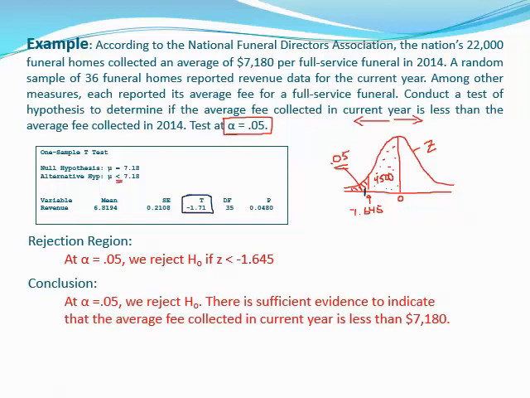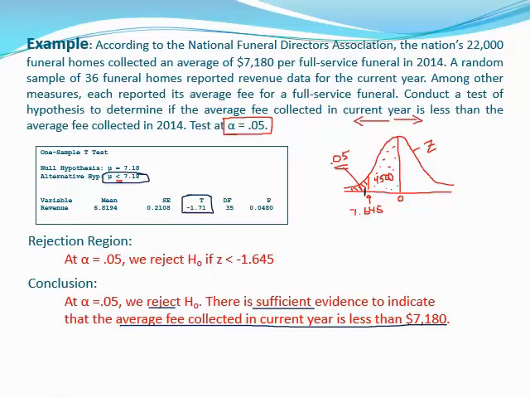There is sufficient evidence to indicate that the average fee collected in the current year is less than, now where did this stuff come from? There's sufficient evidence to indicate that the alternative is true. When we reject, there is sufficient evidence to indicate that the alternative is true. We can say, and now we're just going to put the alternative into words, there's evidence to indicate the average fee collected in the current year is less than $7,180. Fees have gone down. That doesn't happen very often. That's the conclusion we make.